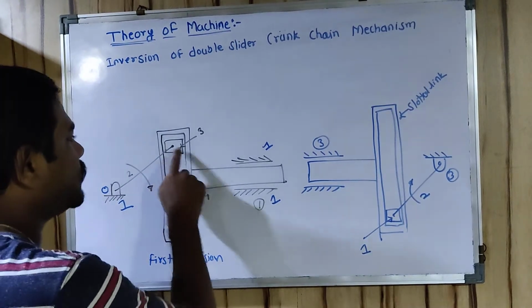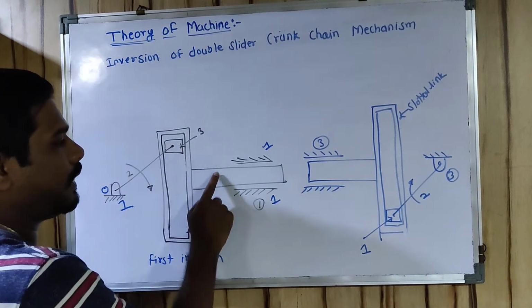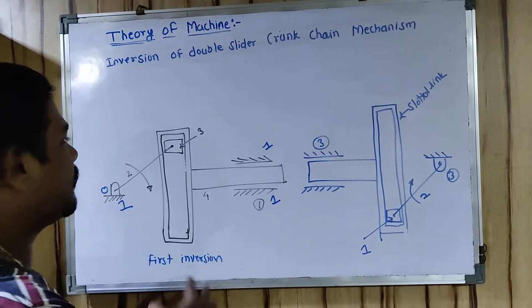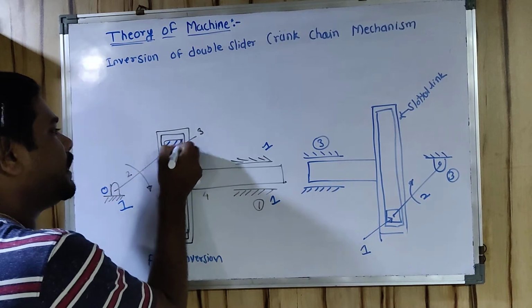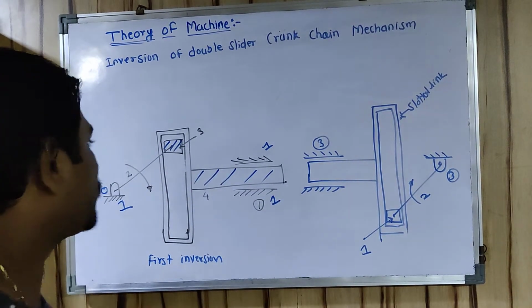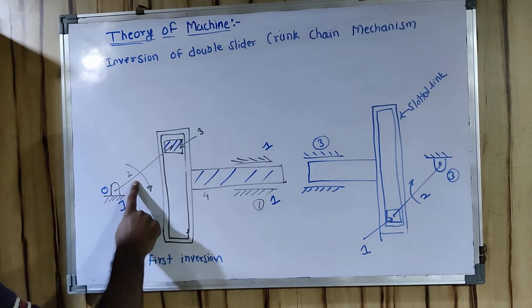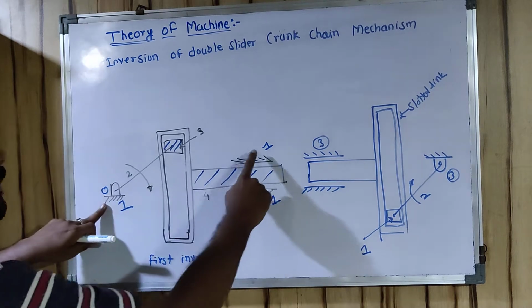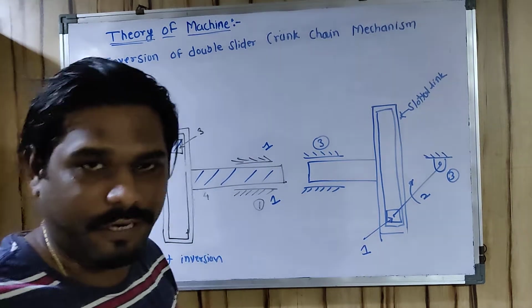Okay. There are two sliders. Link number 3 is a slider. Link number 4 is also a slider. This is the first inversion of a double slider crank mechanism. In this, link number 3 and link number 4 will act as sliders, where link number 2 is a driving crank. Link number 1, which is called the fixed link, acts as a frame.